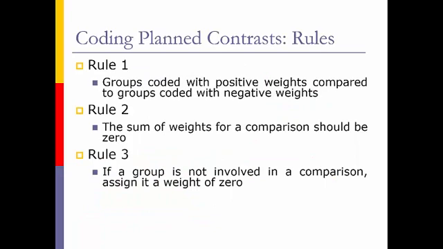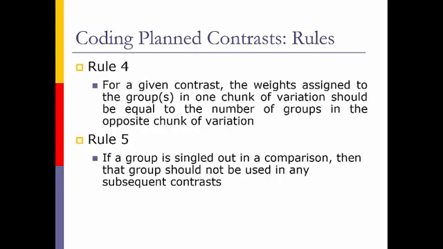All right, some more rules. Groups have to be coded with positive weights and compared to those with negative weights. The sum of the weights should be 0. If a group is not involved in a comparison, assign it a weight of 0. Weights assigned to groups of one chunk should be equal to the number of groups in the opposite chunk. If a group is singled out, then that group should not be used in any subsequent contrast. We're going to break this down to make it a little bit easier.